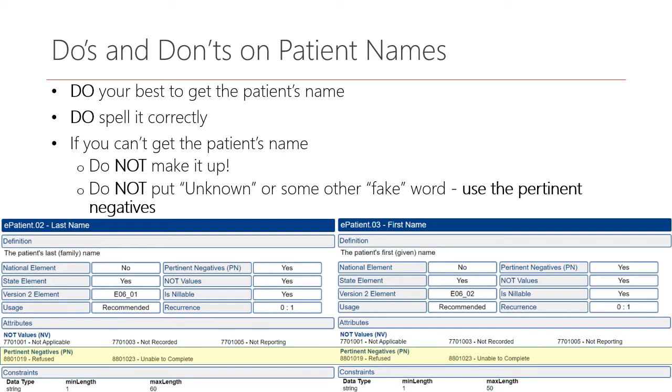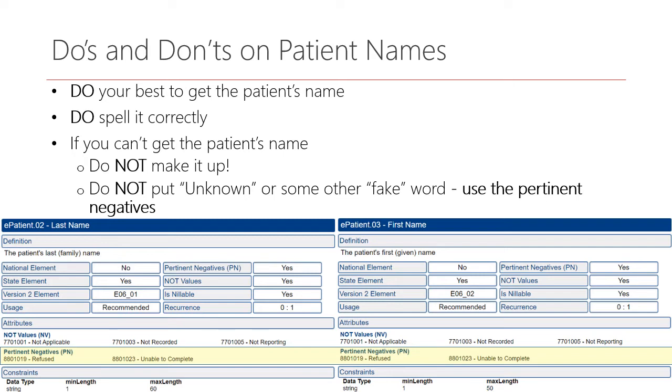So that's what we call a pertinent negative. So instead of typing in a patient name, you type in a pertinent negative of unable to complete. Okay. Or if they refuse to give you their name, and I've had a patient like that. I've had patients say to me, I'm not going to tell you my name. Okay, then don't tell me your name. But don't come up with a fake name. Don't put in Jane and John Doe. Okay, never put in fake names. Use the pertinent negatives in there.